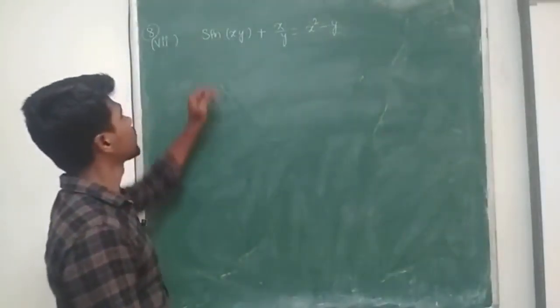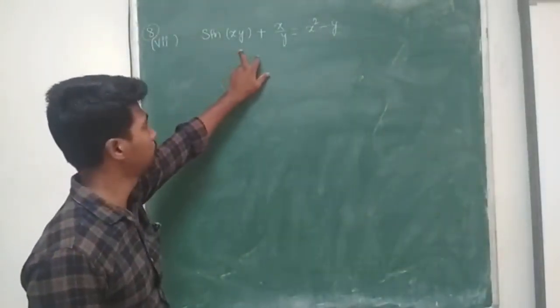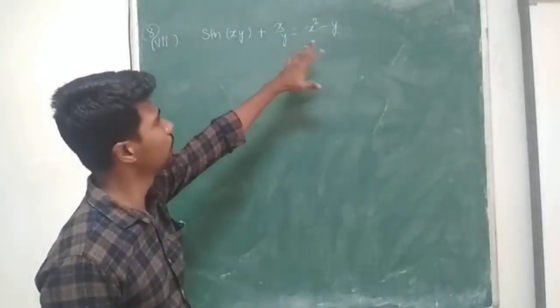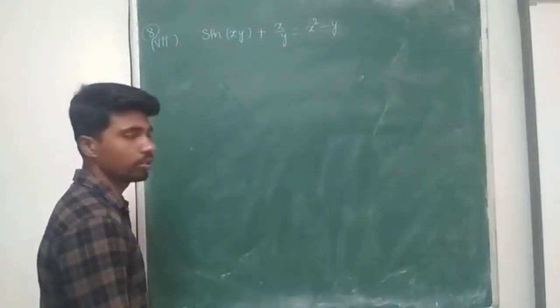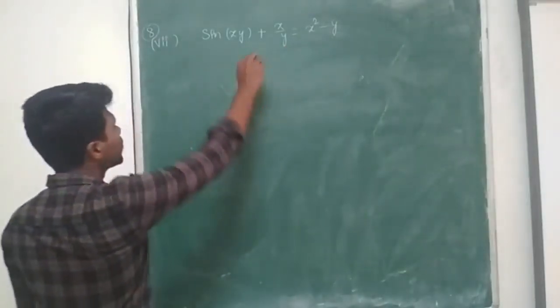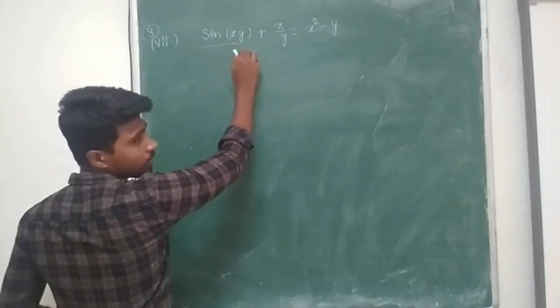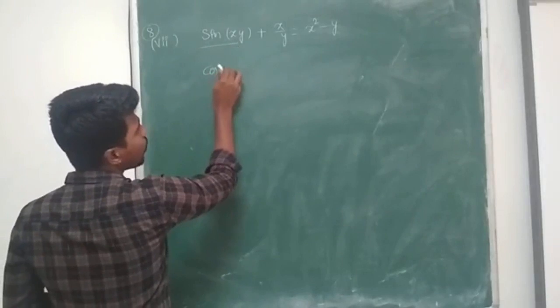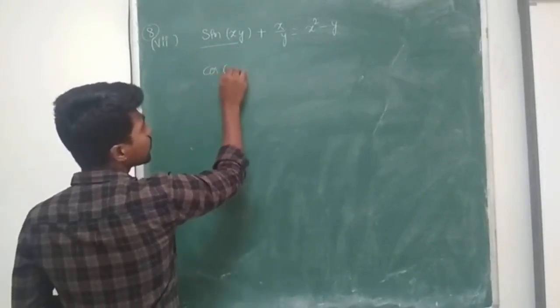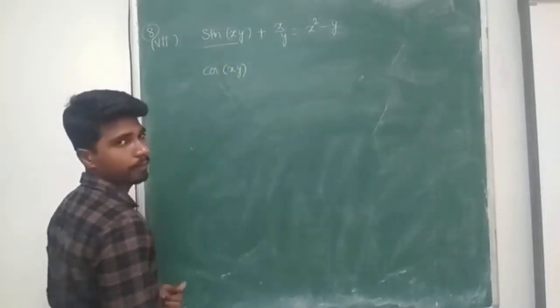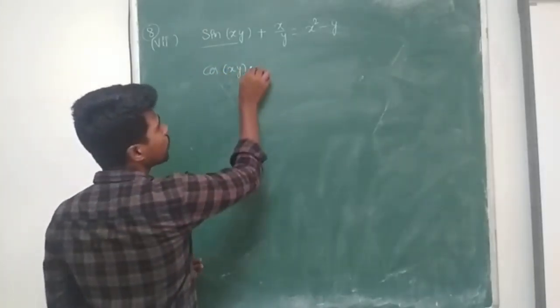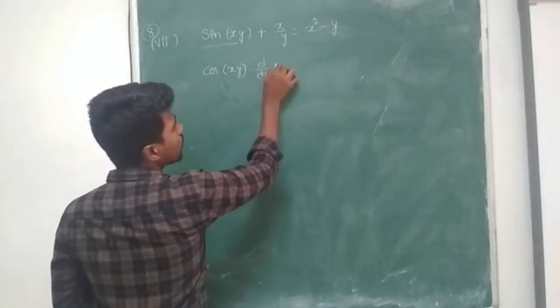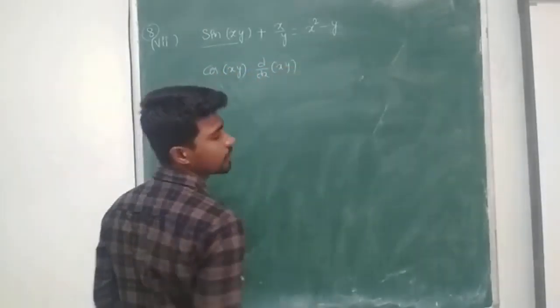Given sin of xy plus x by y equals x square minus y. I am going to differentiate with respect to x. So for sin of xy, differentiation with respect to x, I treat it as sin x. The derivative of sin x is cos x, so cos of xy, but it's not just x, so I have to differentiate xy with respect to x.